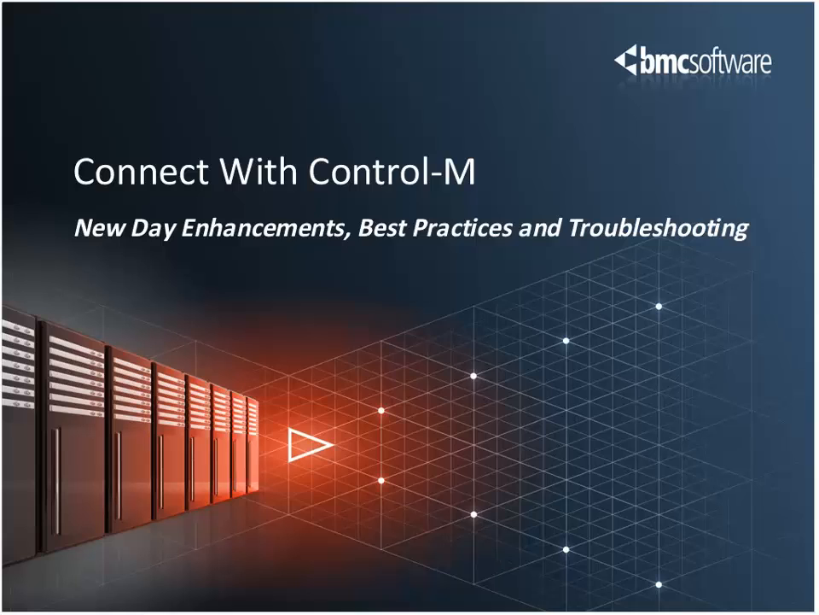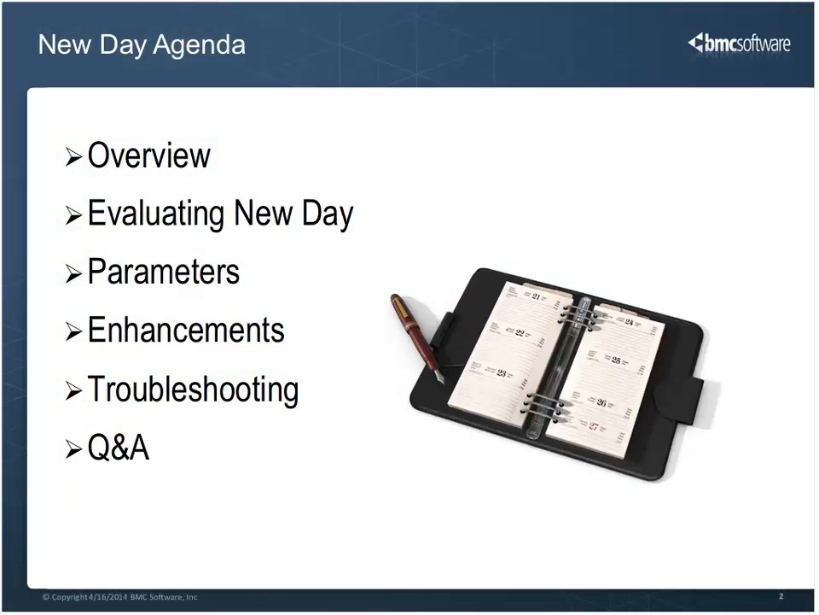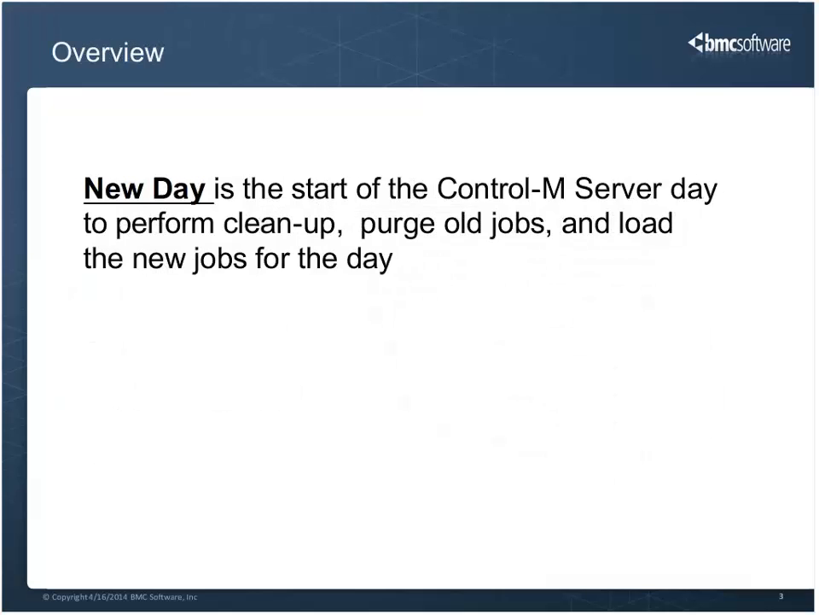Okay, I'd like to go ahead and take a look at the agenda for today. We're going to start with looking at an overview of what the New Day process is, and then we're going to follow that up with how you can evaluate how New Day is running in your environment. Along the way, we're going to discuss some parameters that you can use to tune New Day, and then we're going to look at three exciting enhancements that we've made to the New Day process that may change some of the strategy that you're using right now. And then at the end, we're going to look at some utilities that you can use to troubleshoot New Day if you have any problems. Okay, let's go ahead and get started.